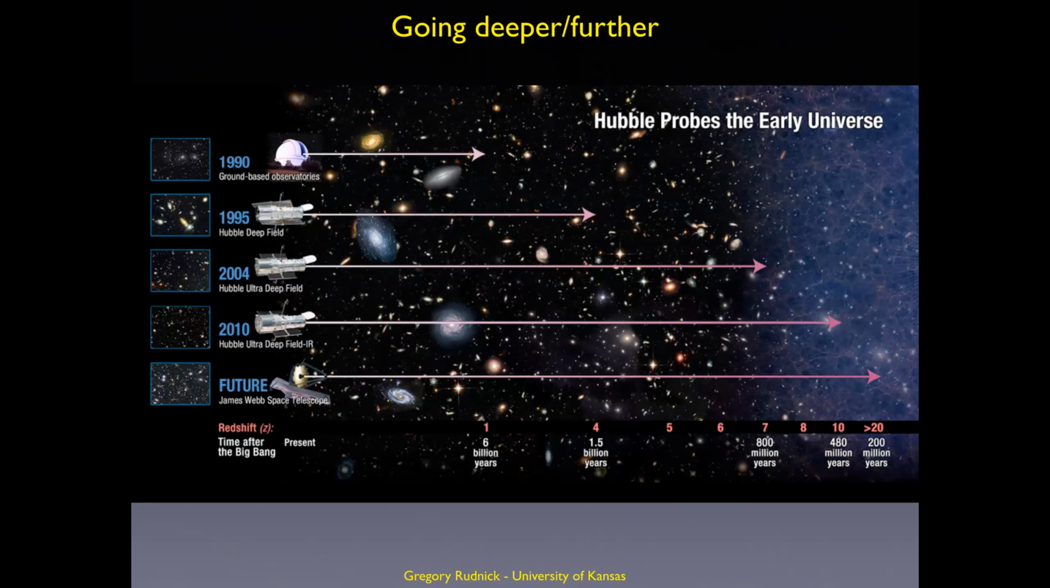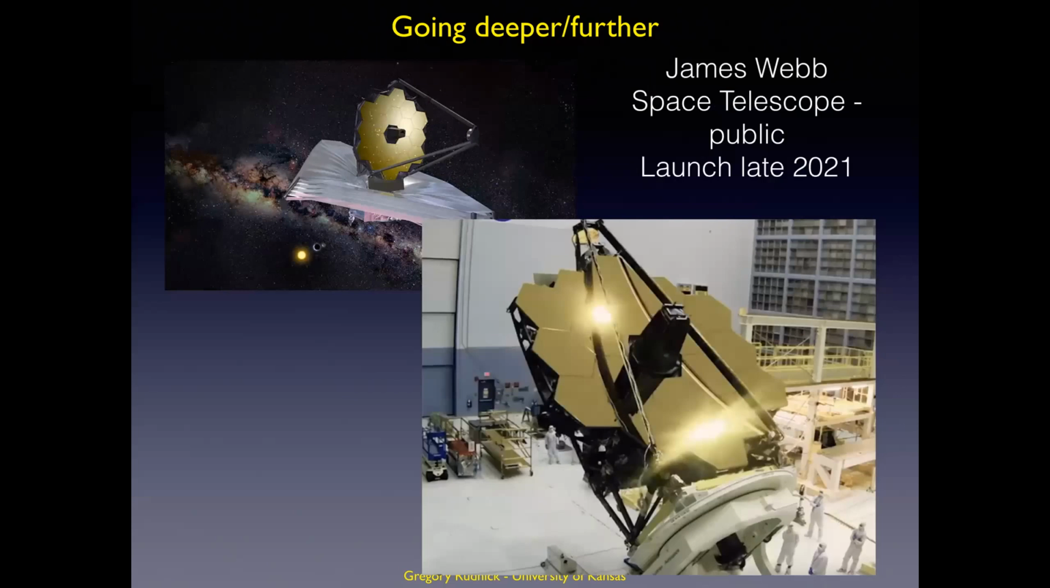But using bigger and bigger telescopes and eventually going to space, we can now look back to 10 billion years in the past. The next big revolution is going to be the James Webb Space Telescope, which will take us back to a few hundred million years after the Big Bang happened and looking at the very first stars and galaxies. So it is going to be launched in late 2021.